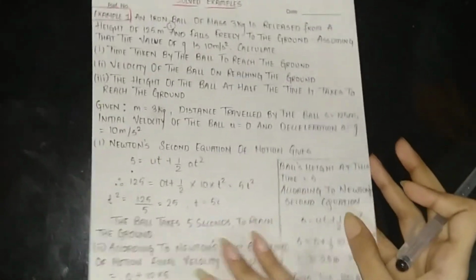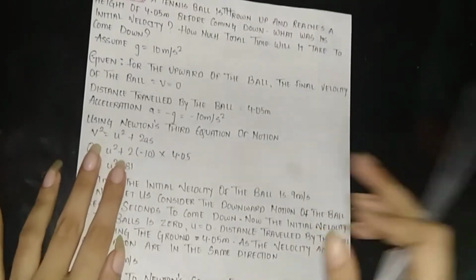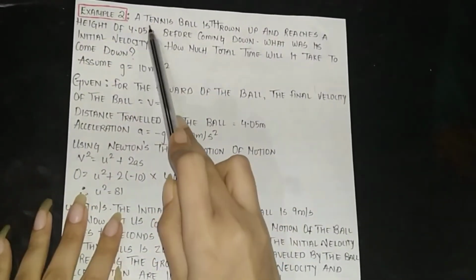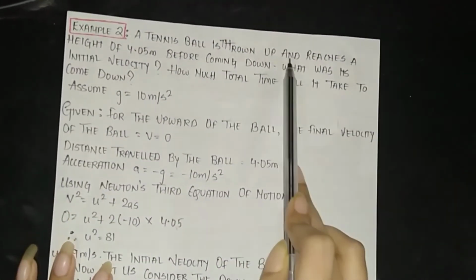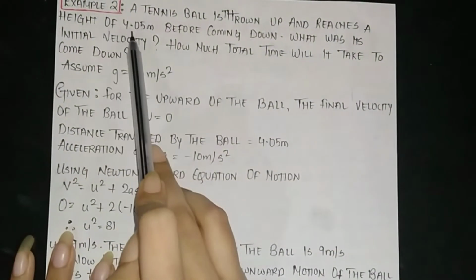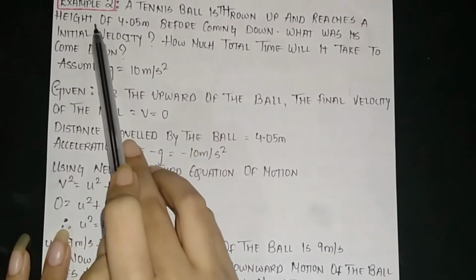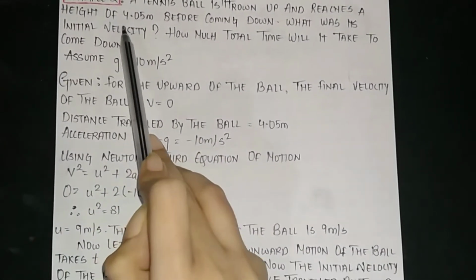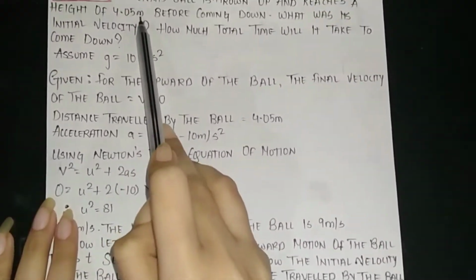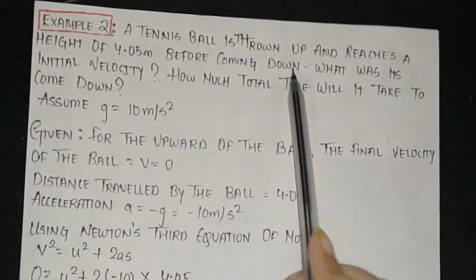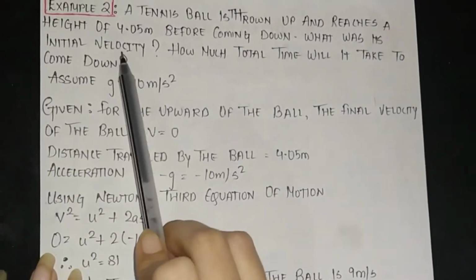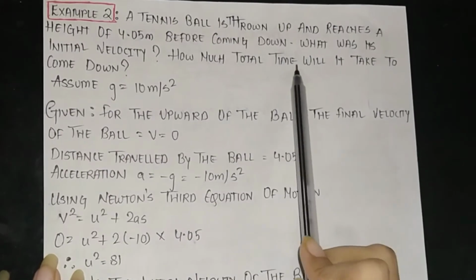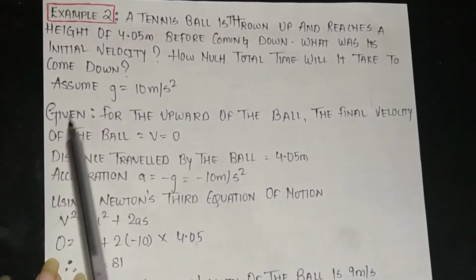Now we are moving to the second example. Example 2. A tennis ball is thrown up and reaches a height of 4.05 meter before coming down. Here we can easily say the height which the tennis ball reaches is 4.05 meter before coming down. What was its initial velocity? How much total time will it take to come down?